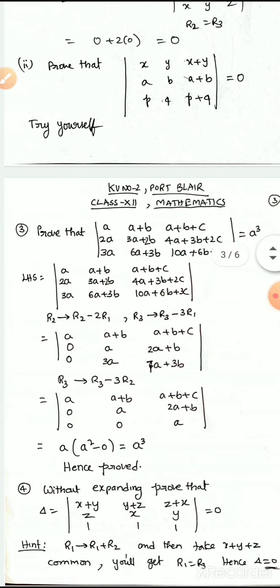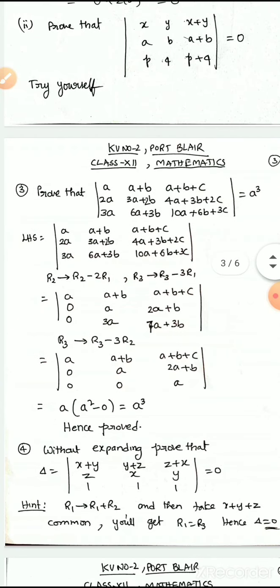Now, the third question. What is the third question? Prove that the determinant with rows a plus b plus c, 2a, 3a plus 2b, 4a, 3b plus 2c, 3a, 6a plus 3b, 10a plus 6b plus 3c equals a cube. To prove this one, first write the LHS as it is. After writing the LHS, look at the first column. The first column is a, 2a, 3a. Vertically, you have to see a, 2a, 3a.